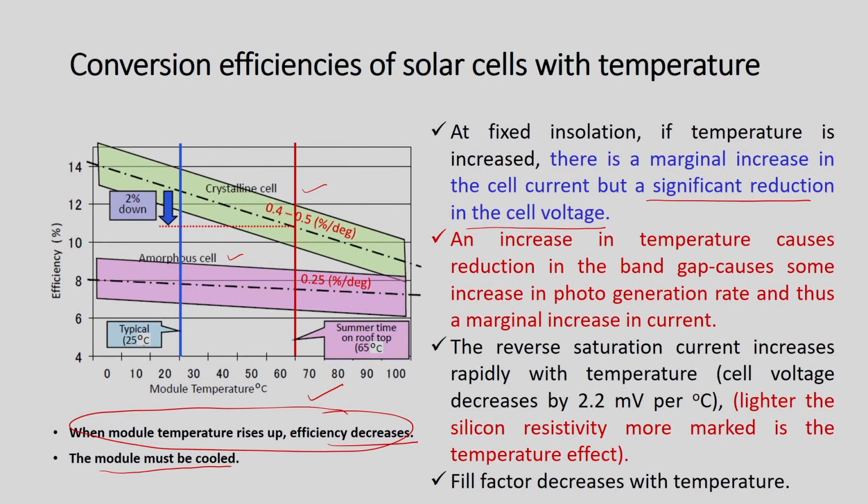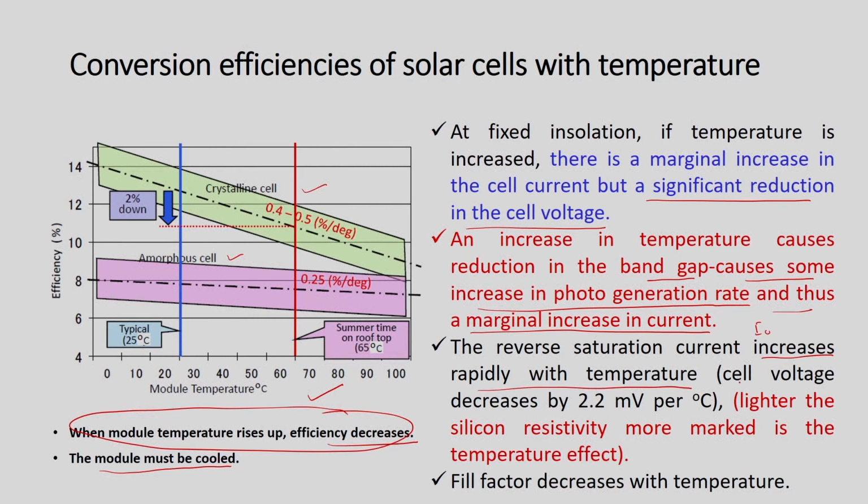And the second cause is that an increase in temperature causes a reduction in the band gap, which causes some increase in the photogeneration rate and thus a marginal increase in the current. The reverse saturation current, which was represented by I naught, increases rapidly with temperature.